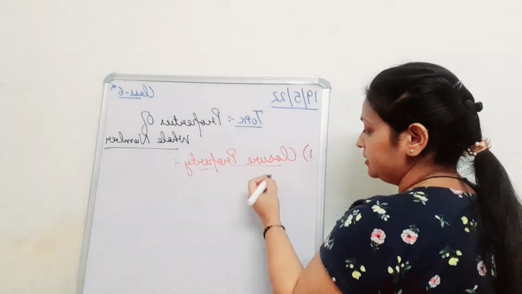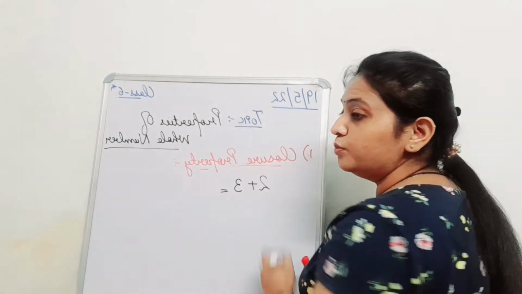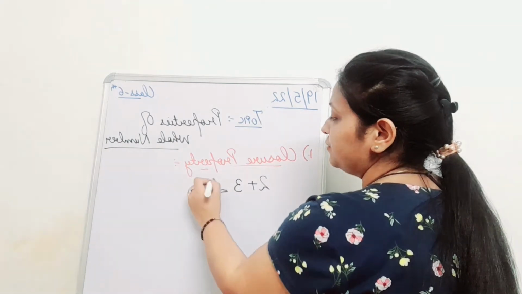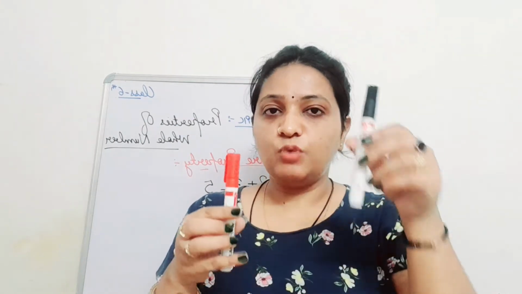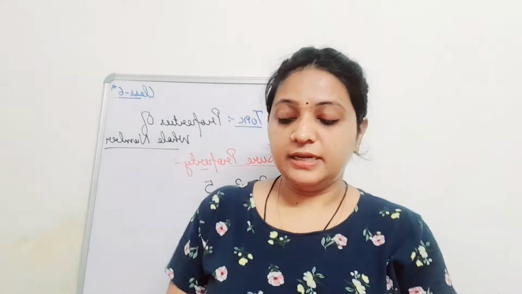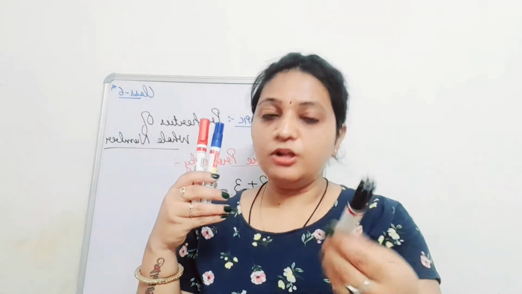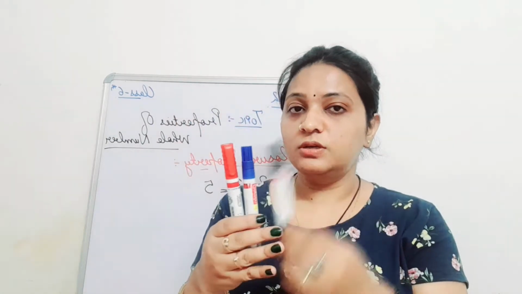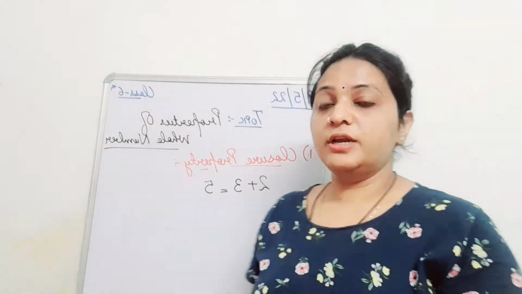Understood? If we have 2 plus 3, we will have a whole number here. 2 plus 3 is 5. Similarly, we have two markers, this is 1 and this is 2. 1 is a whole number and 2 is also a whole number. When I add these two, 1 plus 2, what do we get? 3.